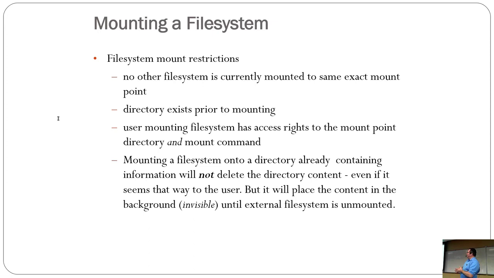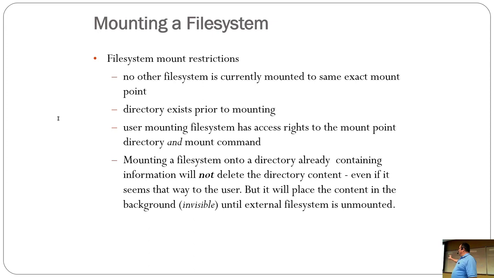So you can only mount something in one spot. The directory must exist before you try to mount. It won't mount to a non-existent place because it doesn't exist. The user mounting the file system has access rights to the mount point and the mount command. That means that you have to have permissions to the mount point. So if it's slash mount slash something, you have to have permissions to actually use that subdirectory. And you have to have permission to actually use the mount command. That's one of the safest ways to avoid users damaging their disks is to take away their rights to mount stuff.